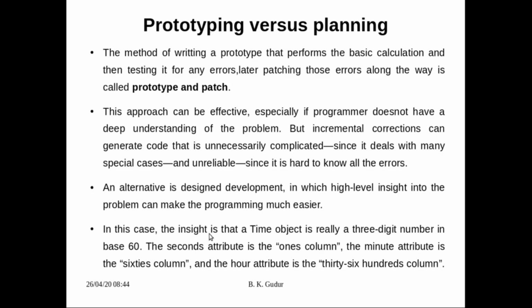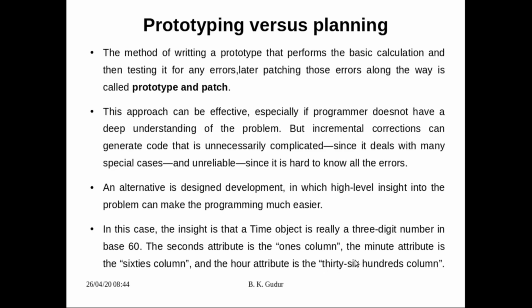In this case, the insight is that the time object is really a 3-digit number in base 60. The person should know that whatever time we are going to use is basically a 3-digit number with base 60, instead of the normal base 10. The seconds attribute is the ones column, the minute attribute is the 60s column, and the hour attribute is the 3600s column. Here this is base 60.